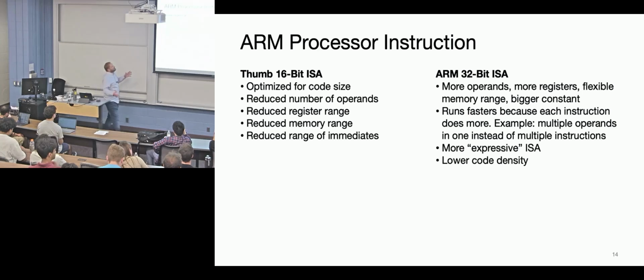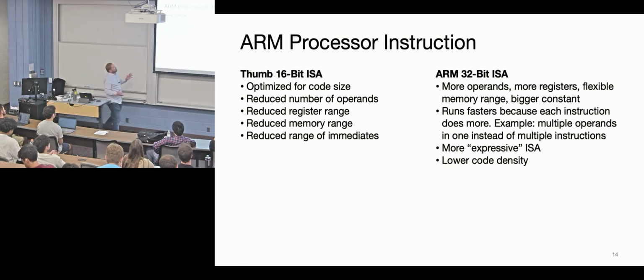So for instance, here are some examples. There's the Thumb 16-bit ISA, or the ARM 32-bit. I don't know if this is true, but it's supposed to be that the ARM is bigger than the Thumb. I have no idea if that's true. That's what the old faculty tell me. I'm going to believe them.